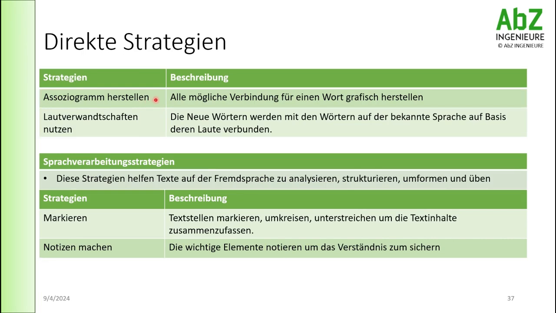Assoziogramm herstellen. Assoziogramm is basically you try to put one word in the middle and then you try to connect all possible words. That way, whenever you remember the center word, you can remember all its branches, or whenever somebody says the branch word, you will remember the main word. Lautverwandtschaften nutzen. This is where you use the Klang, the tone of the word, and based on that you connect and identify and try to remember the word meaning, and that way you can learn new words.